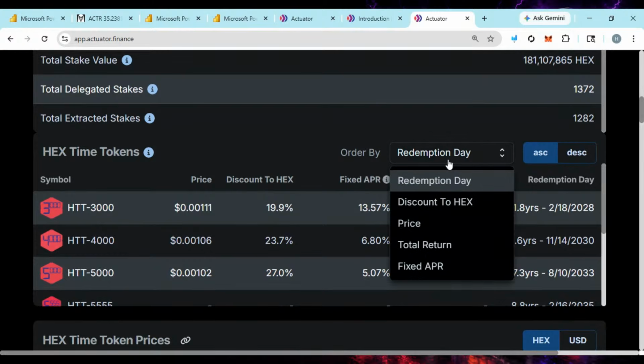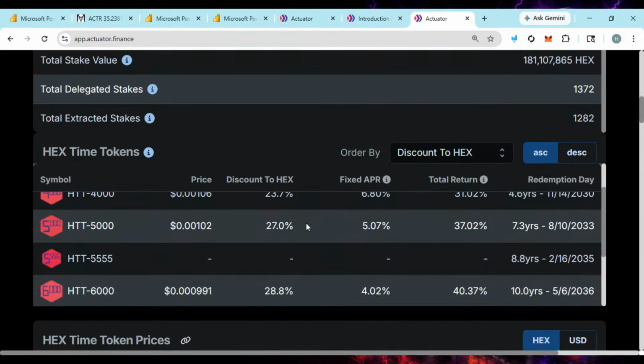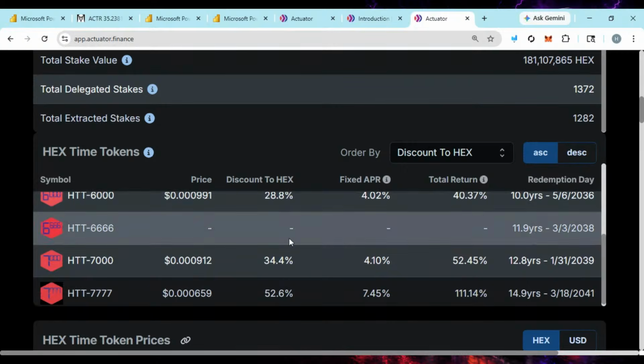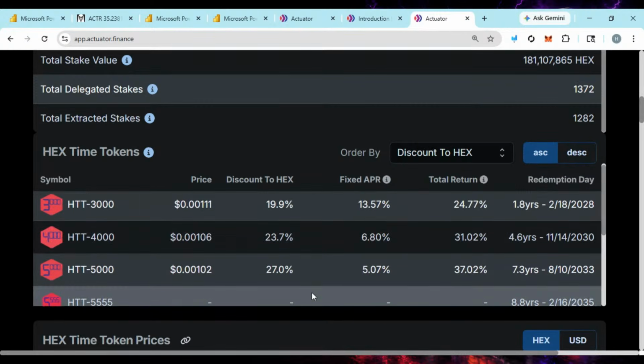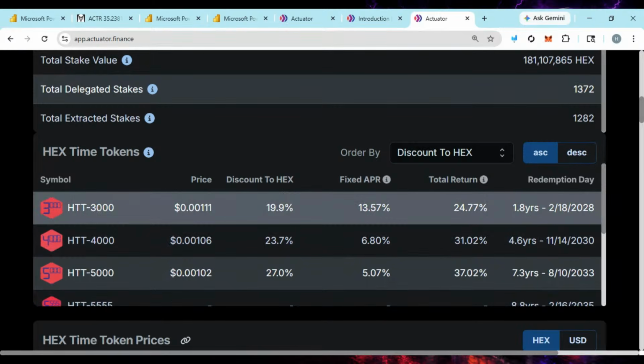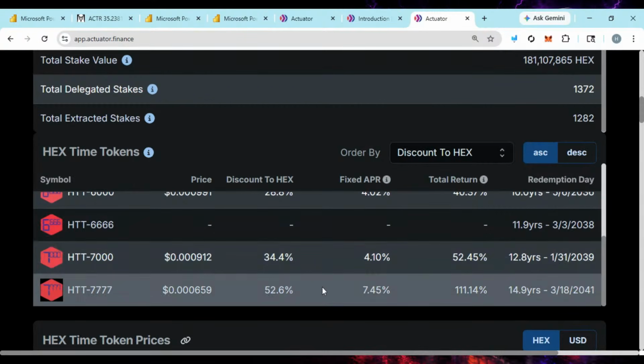But let me go look, and I'll just explain what I mean. I'm going to do discount to HEX. I'm going to say, hey, show it to me in order, and we can see the different discounts in order of the discount rate. And right now, everything looks pretty orderly. Meaning that the one that's going to be redeemed the earliest is the lowest discount, and the one being redeemed the latest is the highest discount.